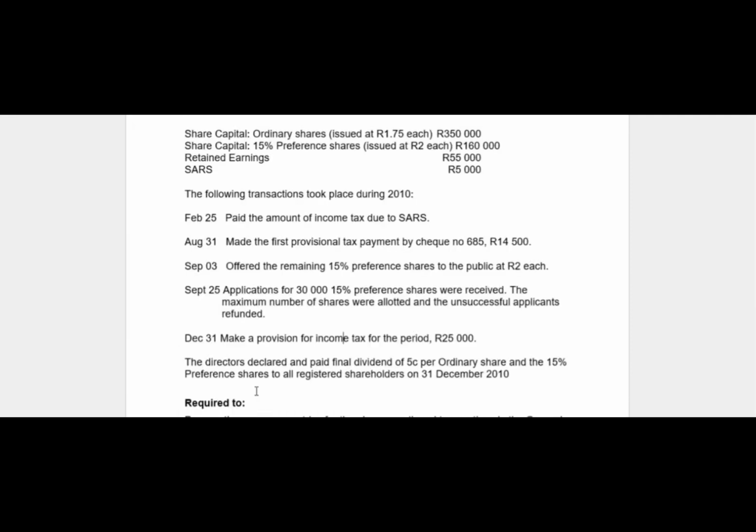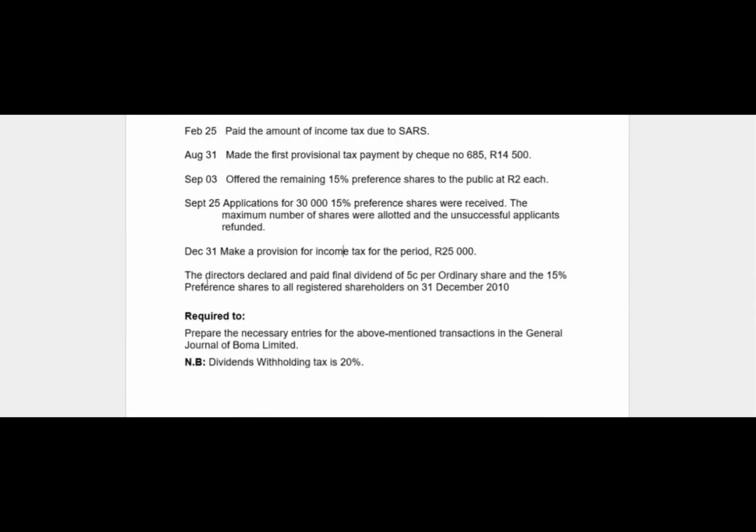Declaration of dividends and payment. Let's go back to the transaction first. They say the directors declared and paid final dividends of 5 cents per ordinary share, and on the 15% preference shares, to all registered shareholders on the 31st of December 2010. This is how I record, and I believe it can help you clear all of this.